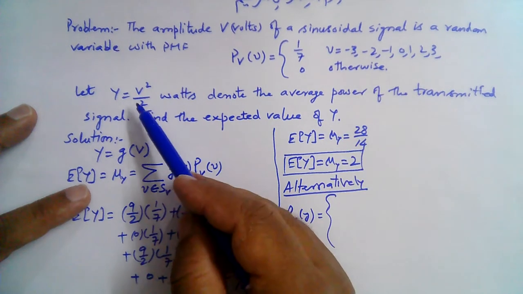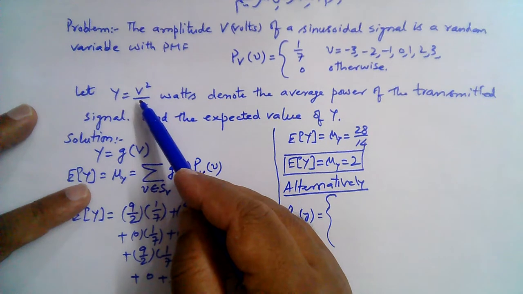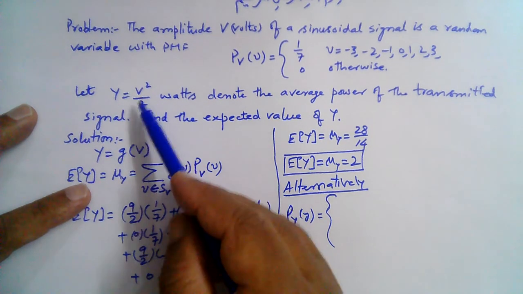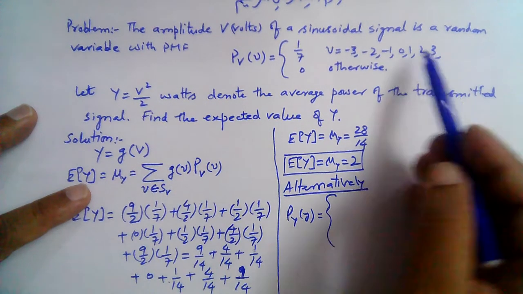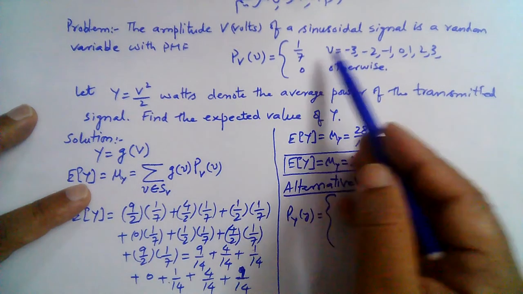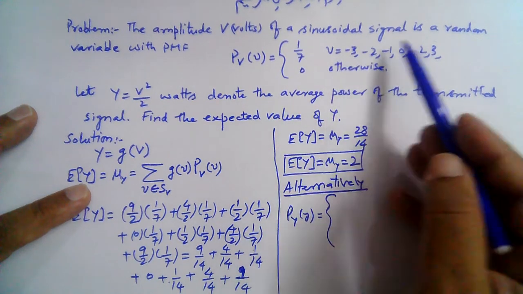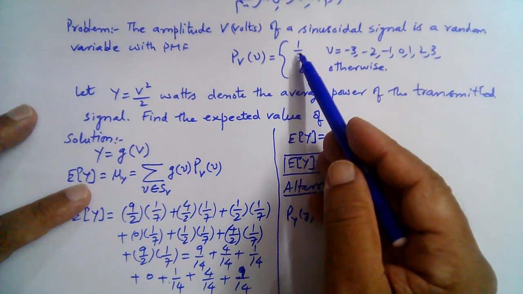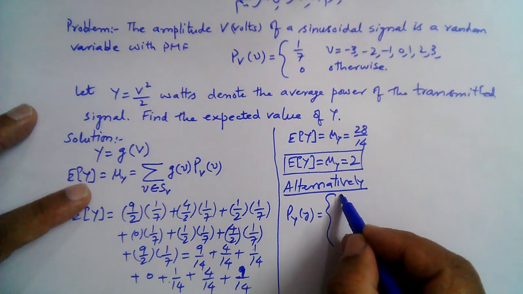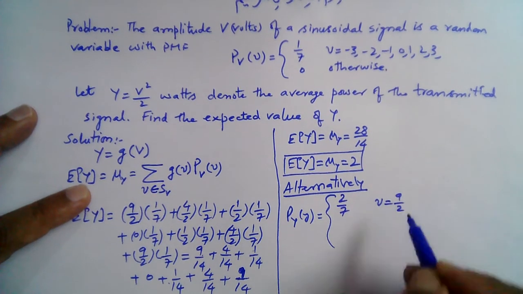And the corresponding value of y is then 9 over 2, since 3 squared is 9, 9 over 2. For this 3 also, this is 9 over 2. For both these 3's, this is 9 over 2, and for each of these the probability is 1 over 7. So for both the corresponding probability is 2 over 7 when y is equal to 9 over 2.